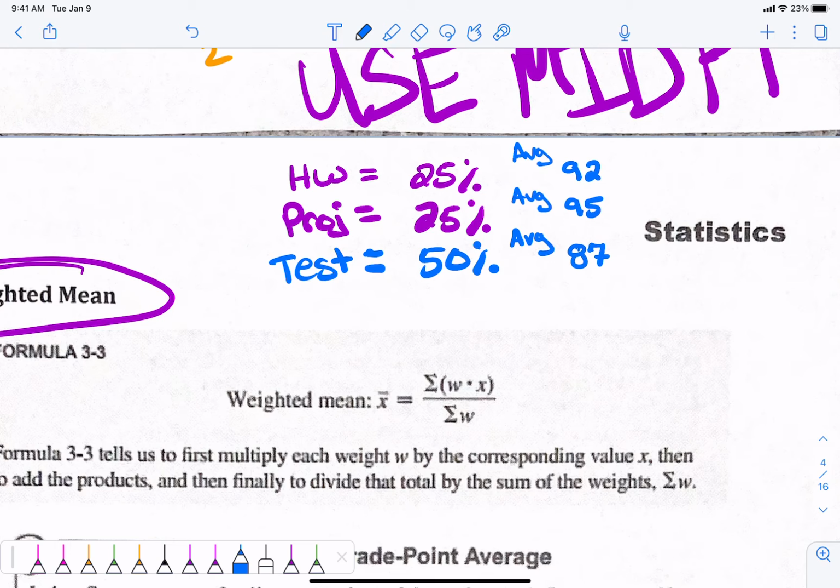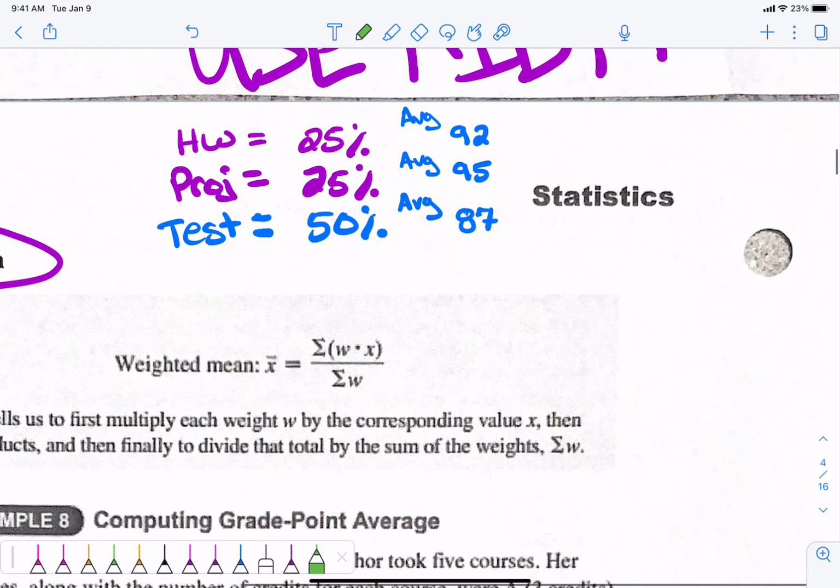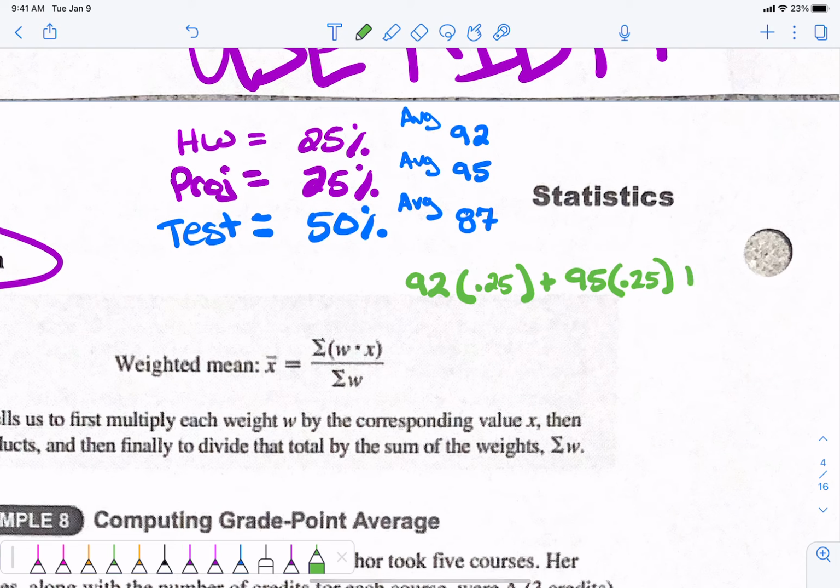Okay, so how would your total average be calculated? So you would take 92, which is your first grade, and you would multiply that by 0.25. And you would add that to 95, the next category, and you would multiply that by 0.25. And then you would add 87, and you would multiply that by 0.5. But then what do we divide by?